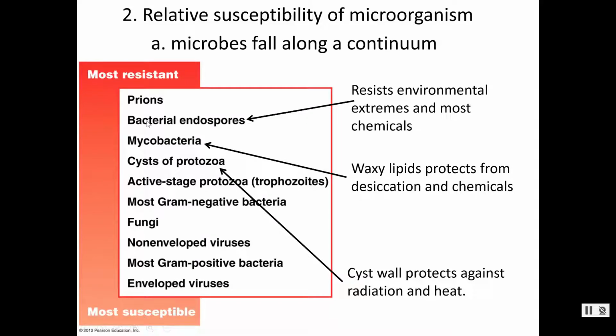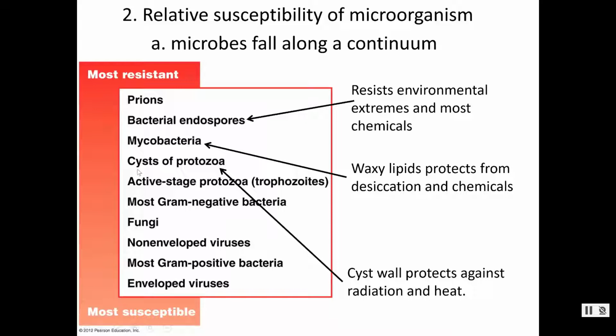There's a few exceptions for those. I'll point those out. But if a method will get rid of endospores, it'll typically get rid of anything else. If it only gets rid of gram-negative bacteria, it'll typically get rid of anything below that, but not anything above that. So keep in mind as we're working through. So that is something you need to consider.